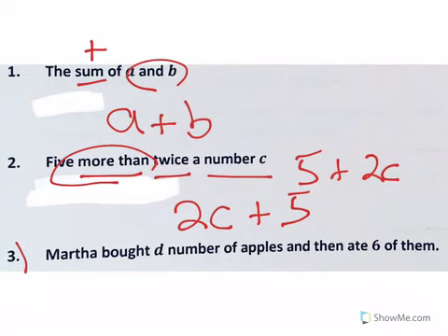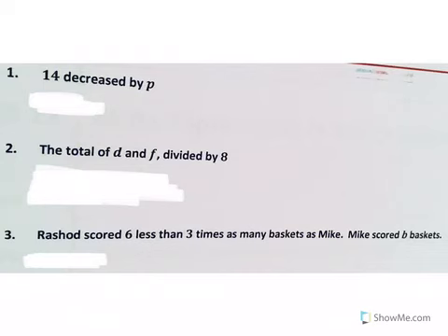All right, number 3. Martha bought D number of apples and then ate 6 of them. So she bought D, so we're starting with D, whatever number that may be. And if you ate 6 of the apples, right? You're eating something, you are subtracting. So we start with D, and then you eat 6, you're taking away 6 of the apples. D minus 6. Fairly simple.